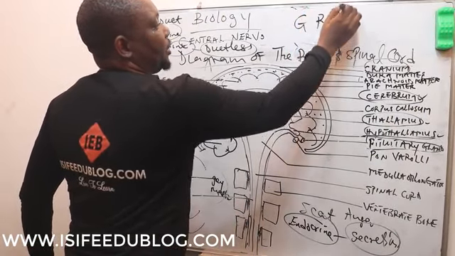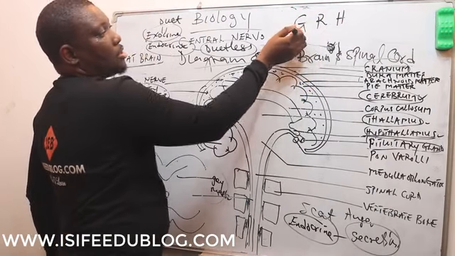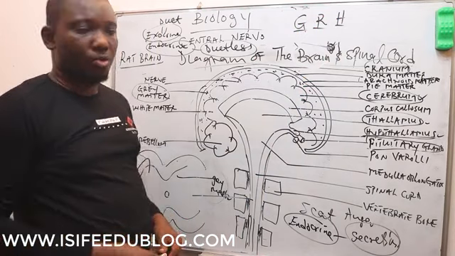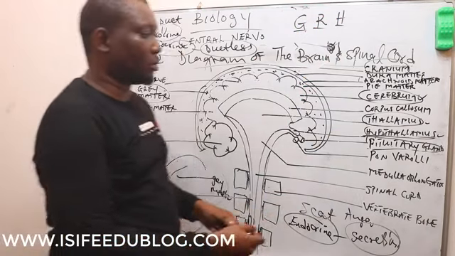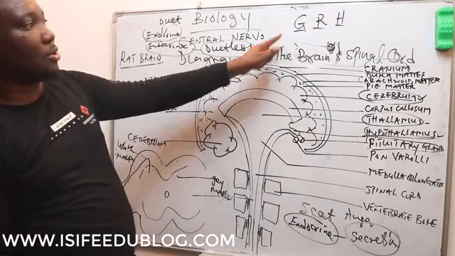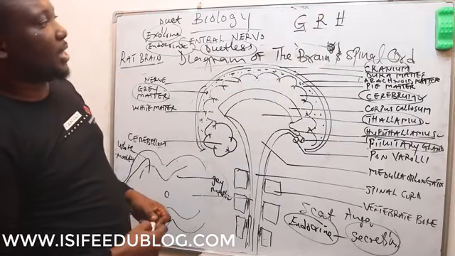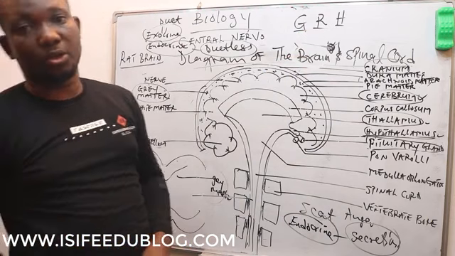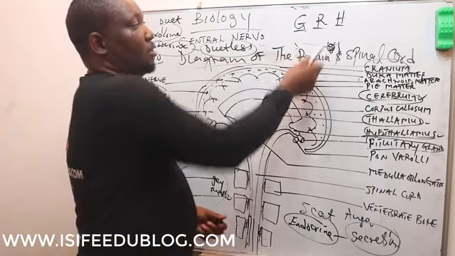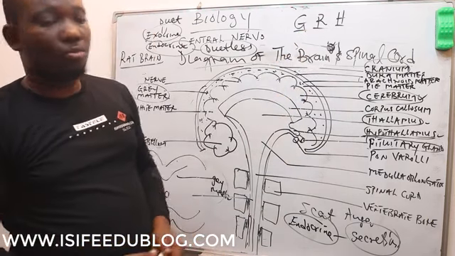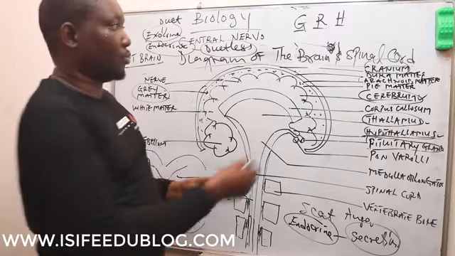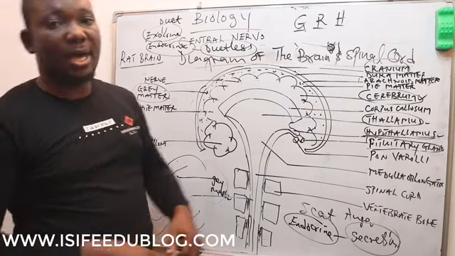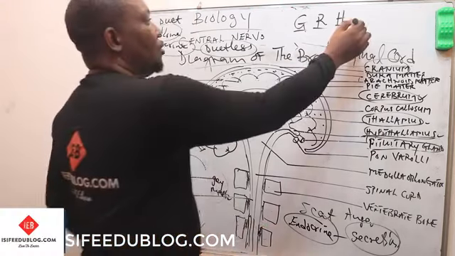Or GRH. So this is called growth releasing hormone. The hypothalamus controls the pituitary gland to make growth releasing hormone. The effect of this growth releasing hormone is on long bones. The effect of this hormone leads to growth of bones, which you can also refer to as ossification.